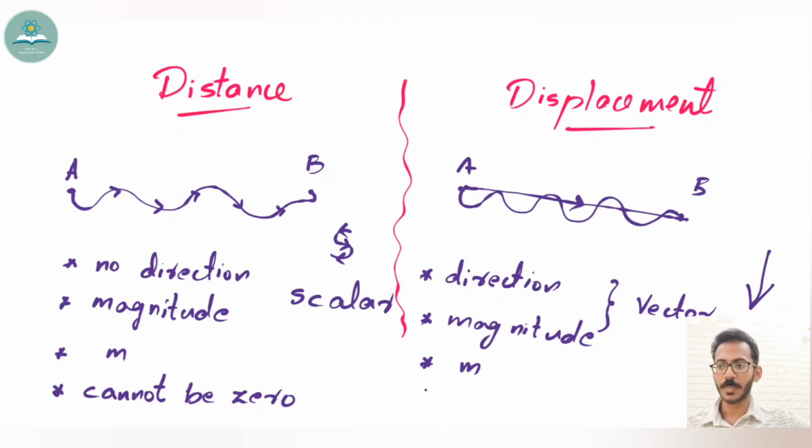But in the case of displacement, there is something interesting. Suppose the object started from A, it went to B, again it came back to A. So as we told, displacement is the shortest distance between initial position and the final position. Here initial position is A, final position is also A. So for the shortest distance between them, there is no actual distance, it's the same point. So here displacement can be zero. It is possible to have zero displacement, but it's not possible to have zero distance.